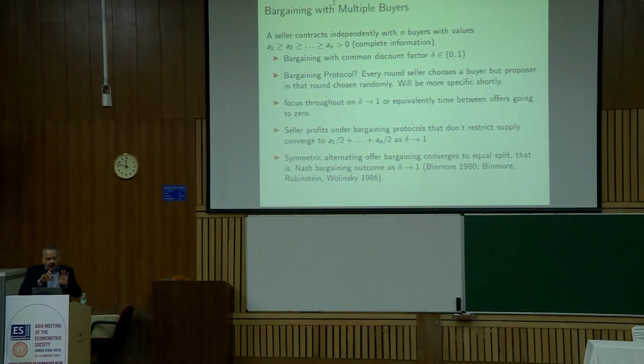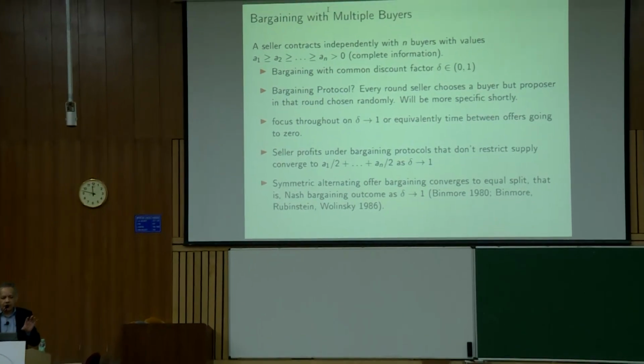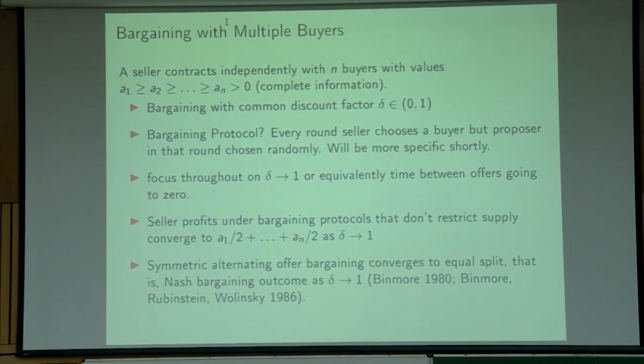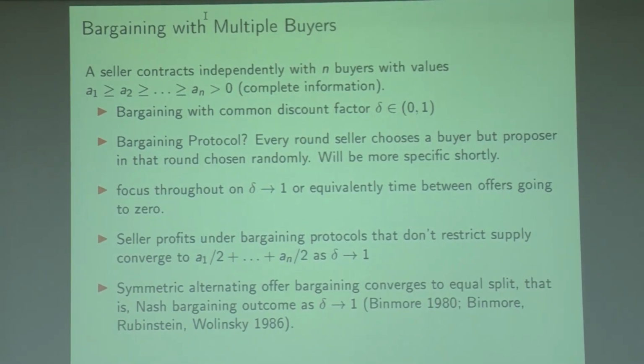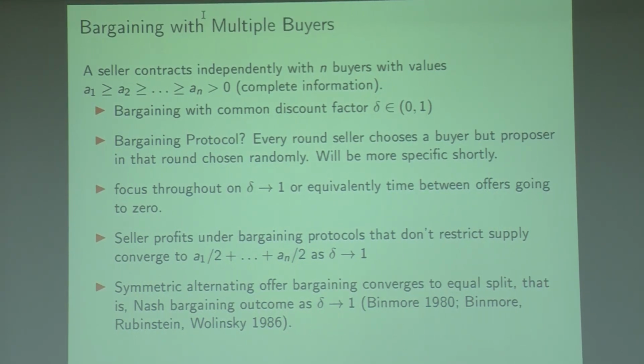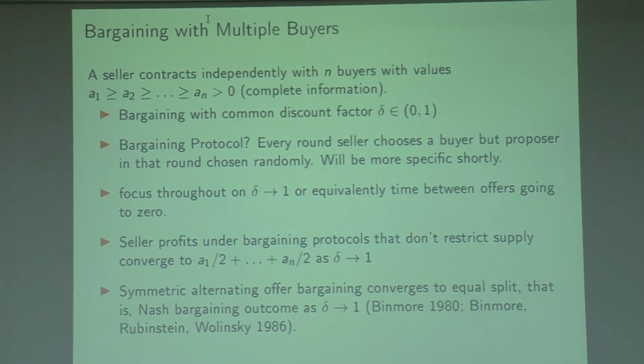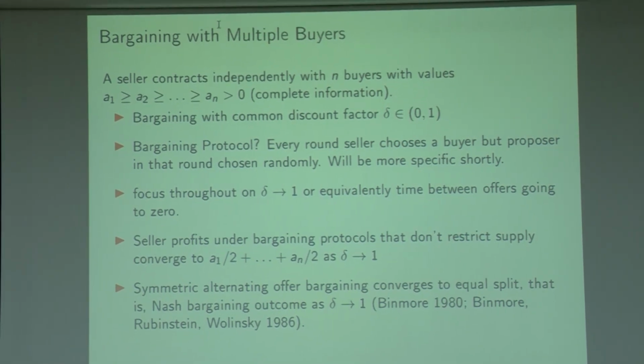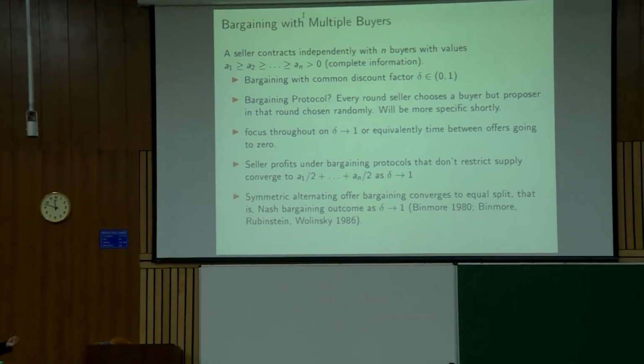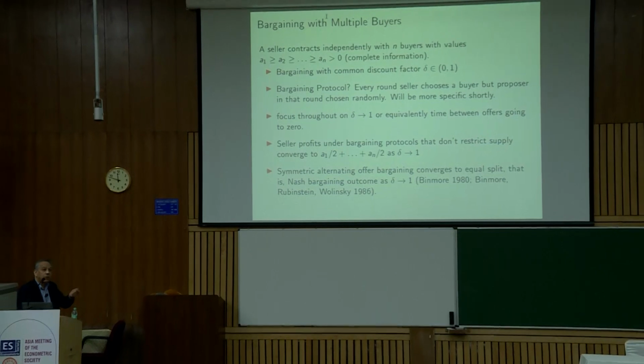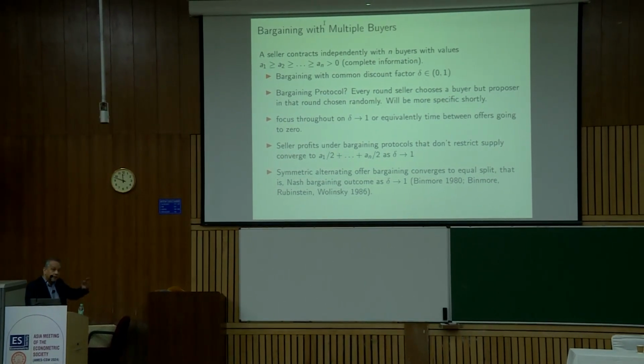Okay, so again, we have values denoted a_i, bargaining with a common discount factor delta. The bargaining protocol, which I will specify in more detail soon, is basically that in each round the seller, dealing with multiple buyers, gets to choose a buyer to transact with. But the proposer in that round is chosen randomly. So a seller approaches a buyer, and then a coin is flipped to decide who makes a proposal. If the proposal is accepted, that transaction is complete. If not, you move on to the next round. The focus will be on the limit case, where the time between offers goes to 0, or equivalently delta goes to 1.